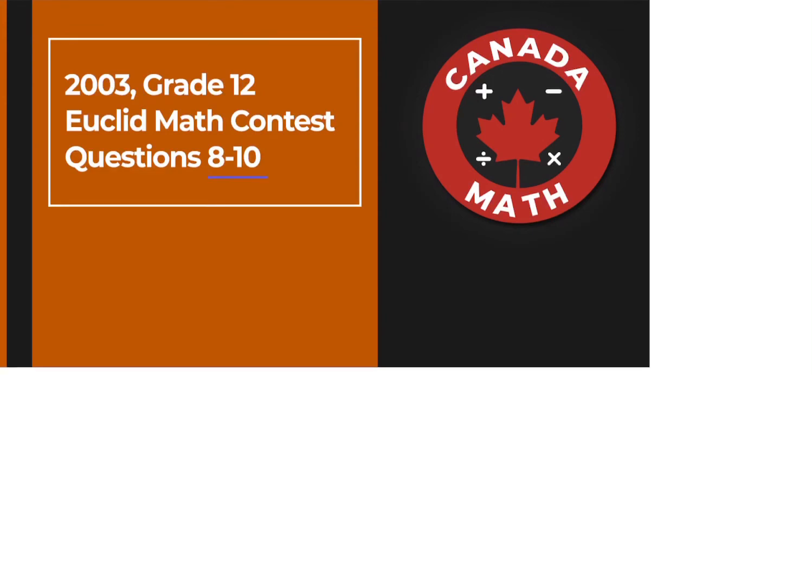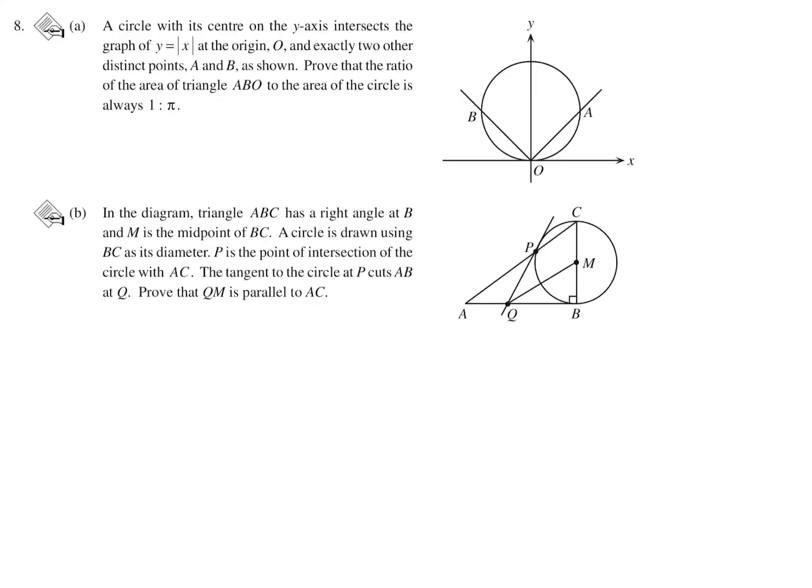Question 10 on the 2003 Grade 12 Euclid Math Contest. A circle with its center on the y-axis intersects the graph of y equals the absolute value of x at the origin O and exactly two other distinct points A and B as shown. Prove that the ratio of the area of the triangle ABO to the area of the circle is always 1 to pi.